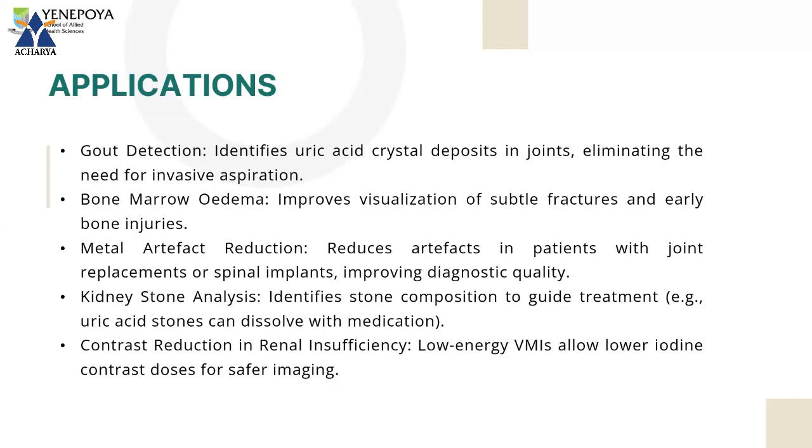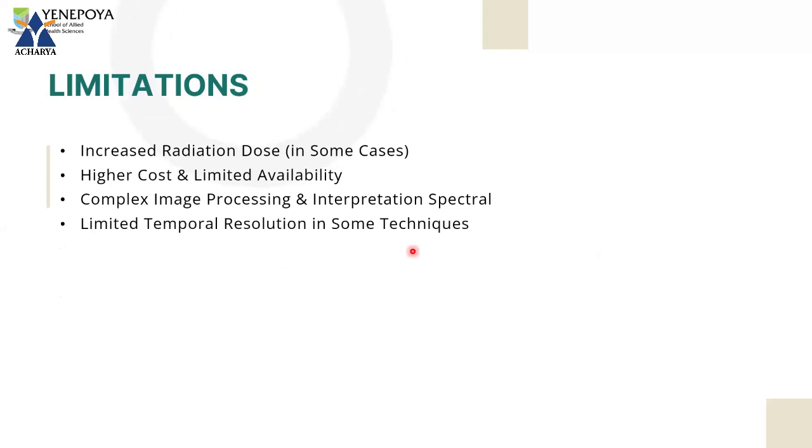Next, a couple more slides. One of the limitations is increased radiation dose, right? Not in all types of scanners, but in some types of technologies, there might be an increase in the radiation dose. For example, if you are using a dual source CT, or rapid kVp switching CT, it might require higher doses compared with your conventional CT. So that is one of the limitations.